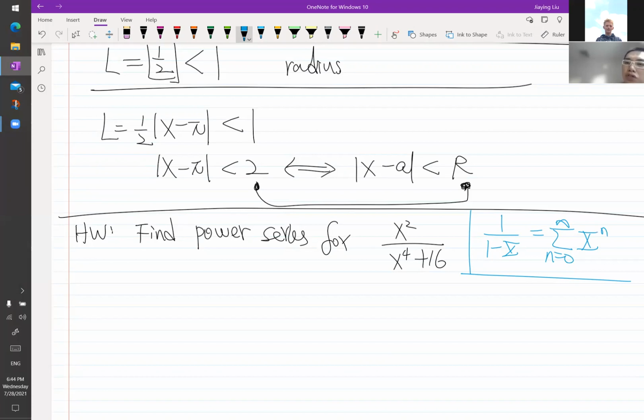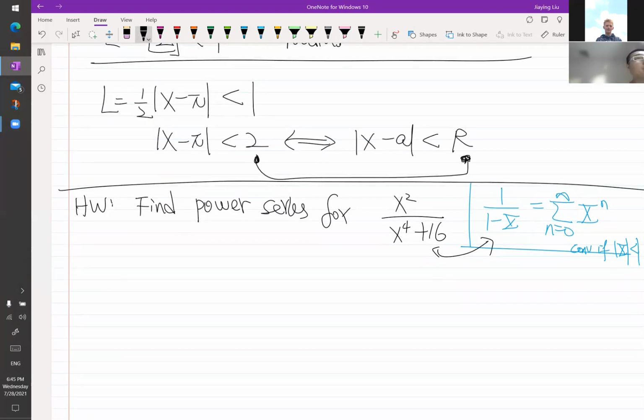And this is convergent if capital X in absolute value is less than 1. So that's very useful when we try to find a power series for a function like this one given, because we can try to manipulate it to make it look like 1 over 1 minus capital X.